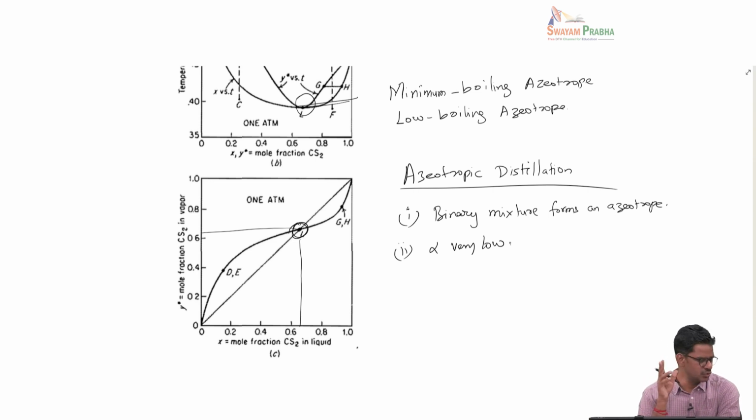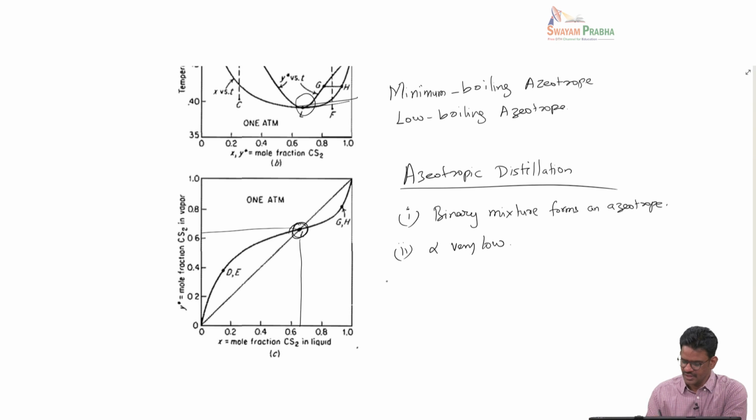So okay, these are the two common scenarios why one would choose azeotropic distillation. One, the mixture inherently forms an azeotrope. Second, alpha is very small even if it is not making an azeotrope.